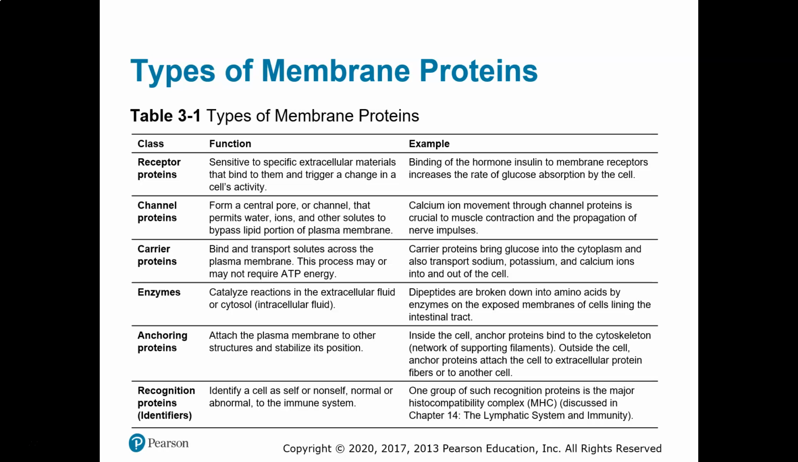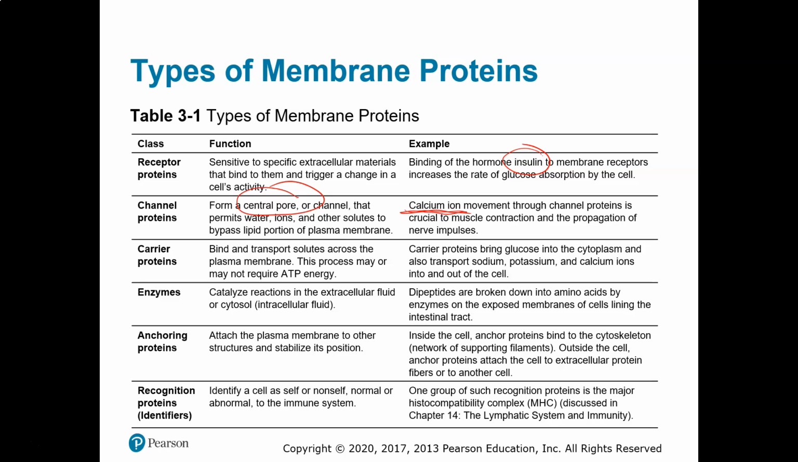Receptor proteins are sensitive to specific materials that bind to them. So they bind to certain chemicals, and that creates a change in the cell's activity. An example is the binding of insulin to membrane receptors in our muscles and our liver, which causes those cells to absorb glucose from our blood and lower our blood glucose levels. Channel proteins form a pore or channel that permit water-soluble or charged particles to pass through. For example, there are calcium ion channels that are crucial to muscle contraction.